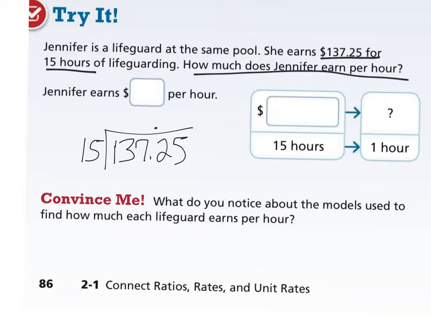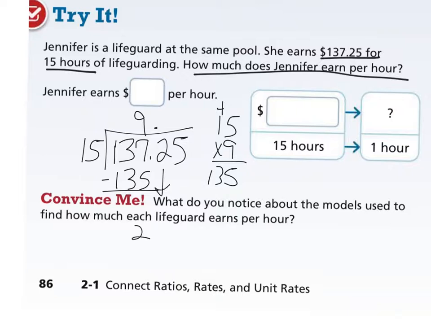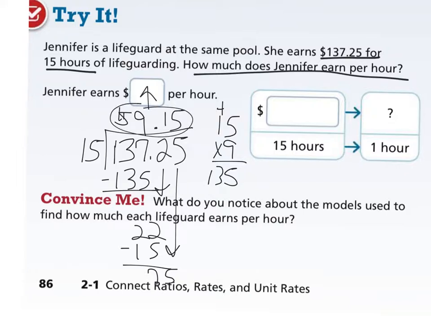15 is not going to go into 1 or 13, but it's pretty close. So if we try 15 times 9, that's going to work. 15 goes into 22 one time. 15 goes into 75 5 times. So you can see she's getting $9.15 per hour.